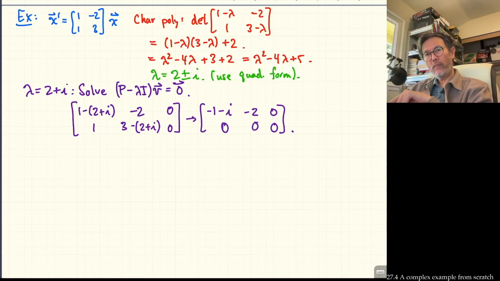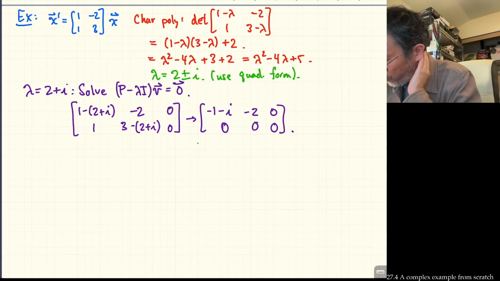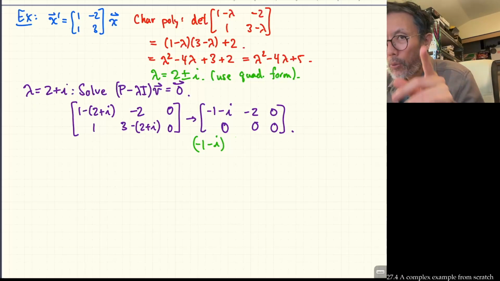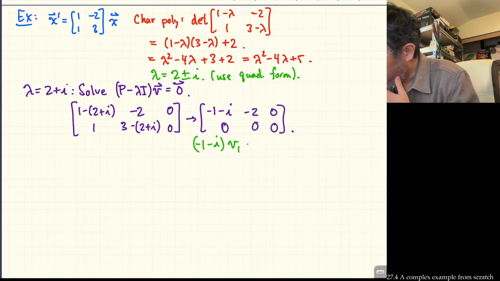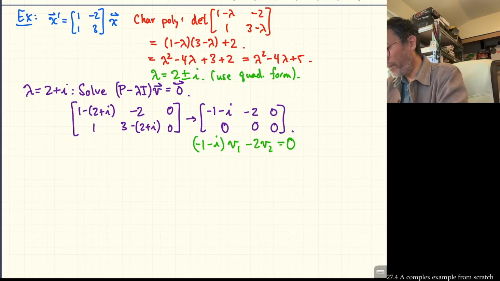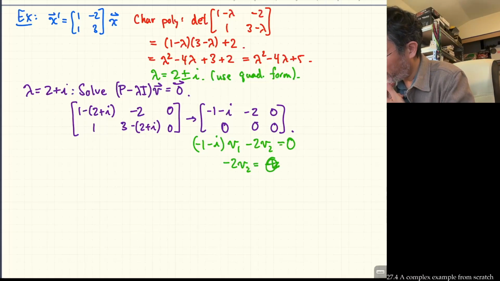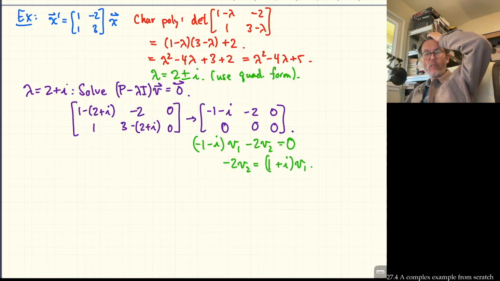So what this tells me is that if I think about things in terms of v1 and v2, I get that (negative 1 minus i) times v1 minus 2 v2 is equal to 0. That's the condition on an eigenvector. Now I can move the (negative 1 minus i) v1 to the other side. And I learn that negative 2 v2 is equal to, no, I'm sorry, positive (1 plus i) v1. Alrighty?